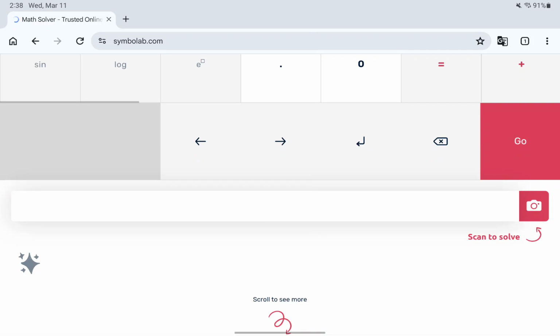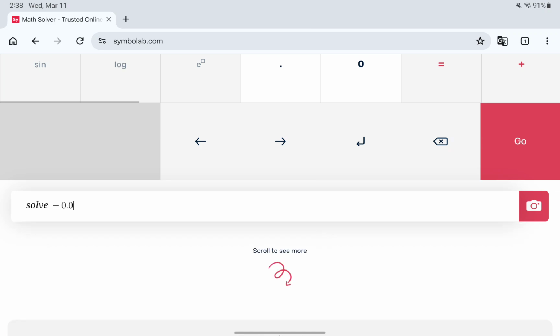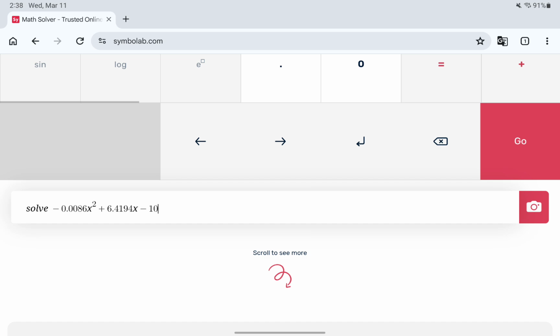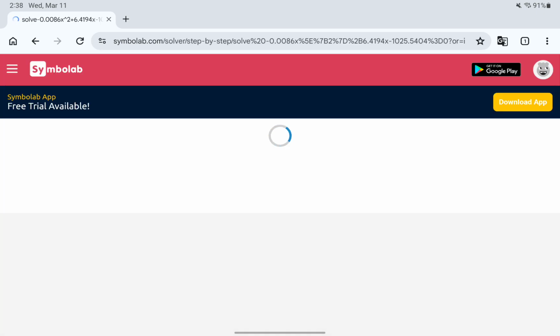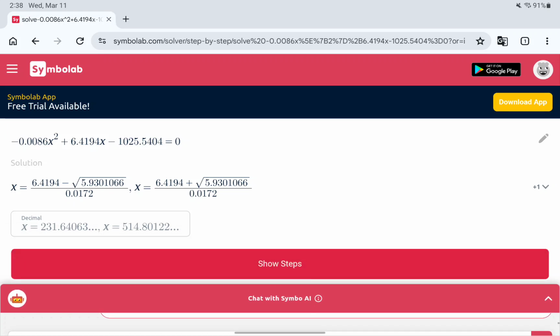So we'll switch over to Symbolab and we'll ask it to solve this profit function, negative 0.0086x squared plus 6.4194x minus 1025.5404 set equal to 0. We come up with 2 solutions in exact and decimal form. We want those answers in decimal form.